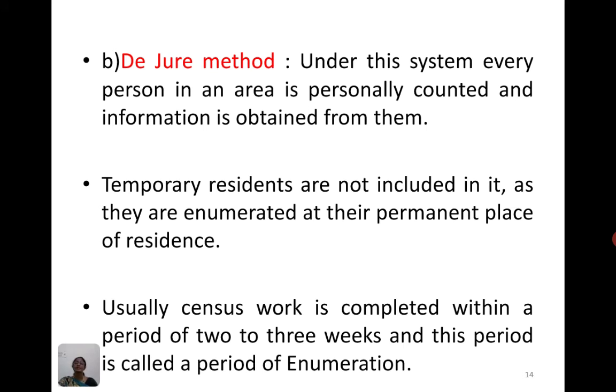Now let's see what is de jure method. Under this system, every person in an area is personally counted and information is obtained from them. Temporary residents are not included in it as they are enumerated at their permanent place of residence. And this would avoid double counting. Usually, census work is completed within a period of 2 to 3 weeks, and this period is called a period of enumeration.